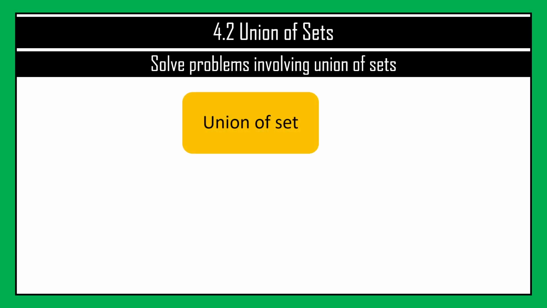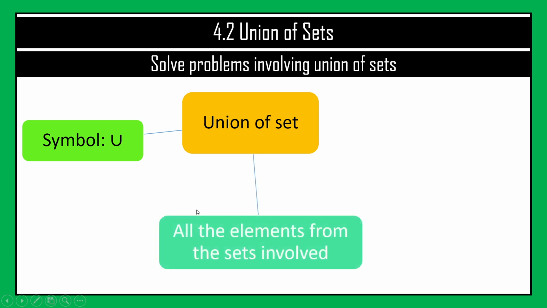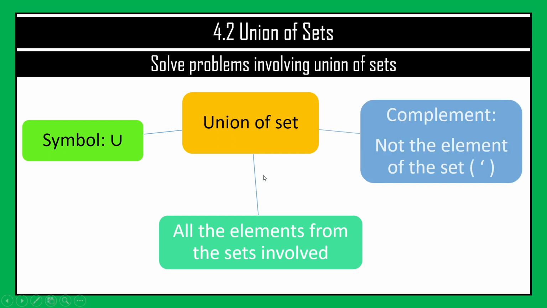Alright, so before we begin, let's do some revision. Okay, union of set. You know that the symbol is like a letter U, so U represents union. Union means all the elements from the set involved, and we also learned about complement, which means that it is not the element of the set, and it is denoted by the symbol apostrophe. Okay, let's look at one example.